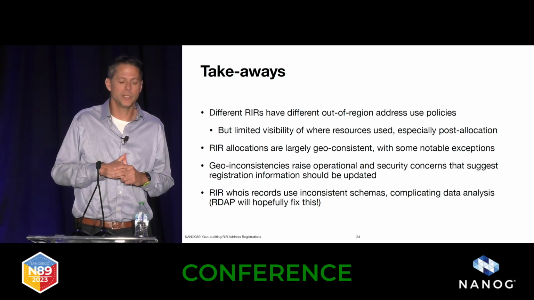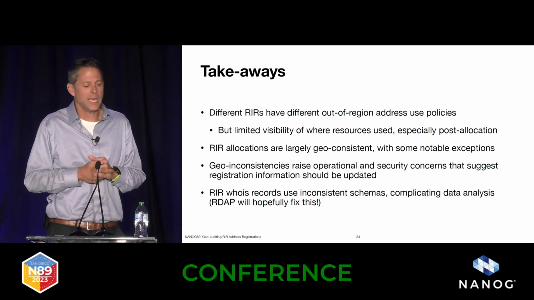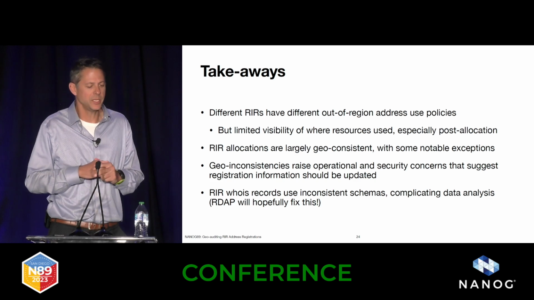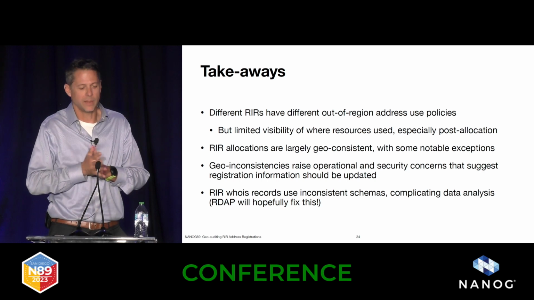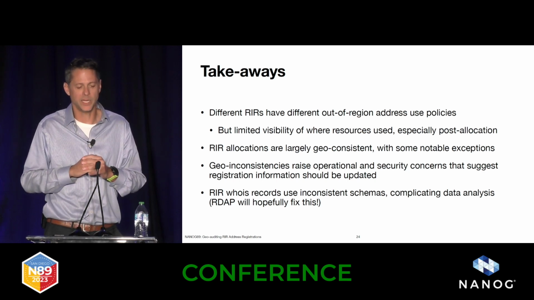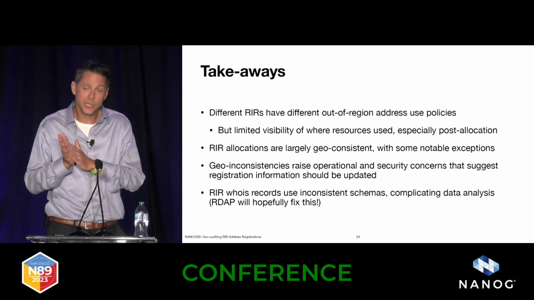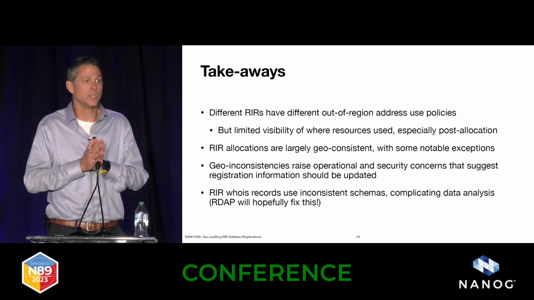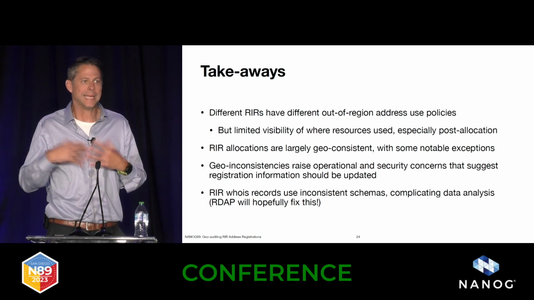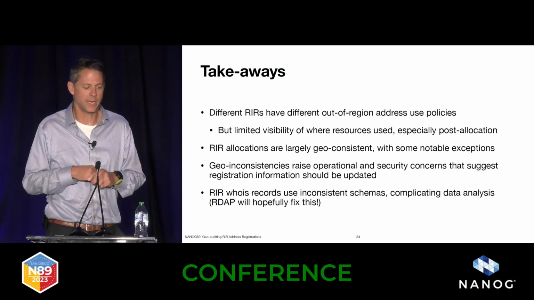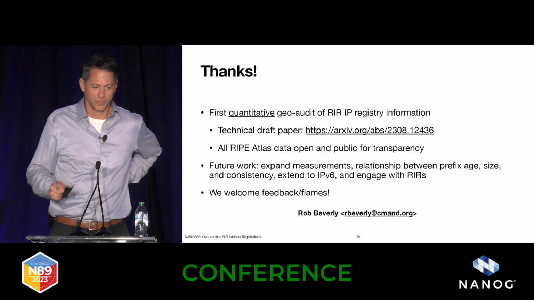The allocations are largely geo-consistent, which is good news, but with some notable exceptions. I think it's an interesting discussion about how these inconsistencies raise operational and security concerns, and how we should think about updating registration information. Finally, the RIR Whois records, the bulk Whois records, do use very inconsistent schemas. It does make it hard for folks like me to analyze and work with the data. I'm told that things like RDAP will hopefully fix this in the not so near future.